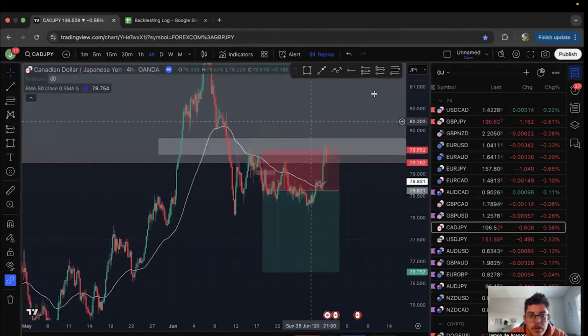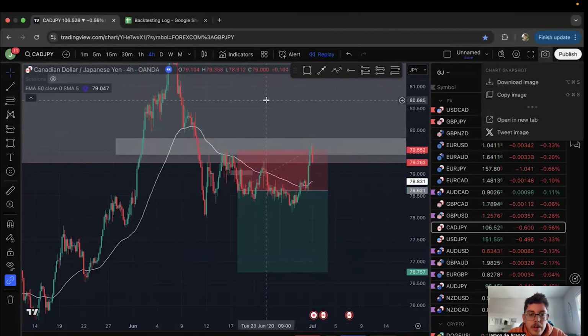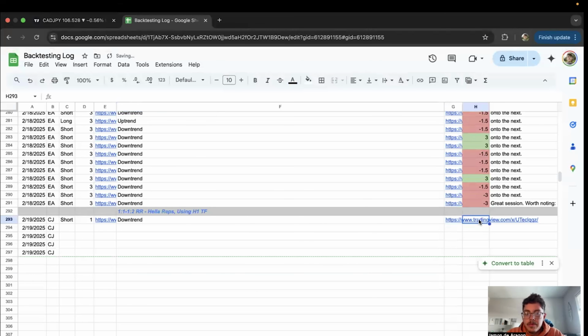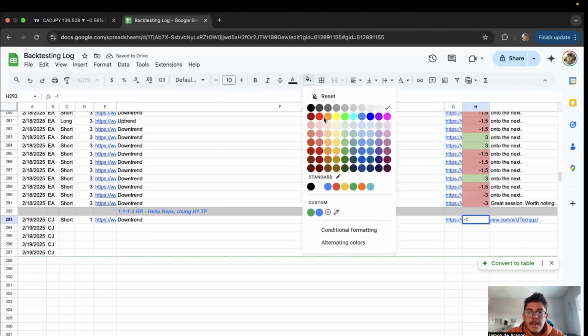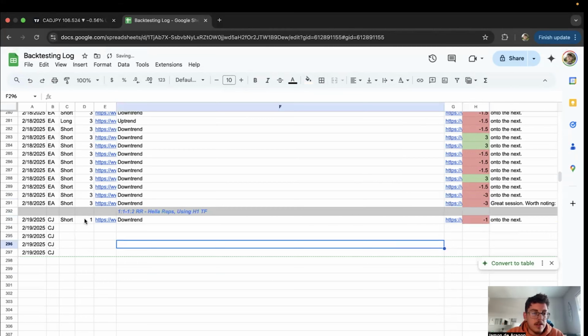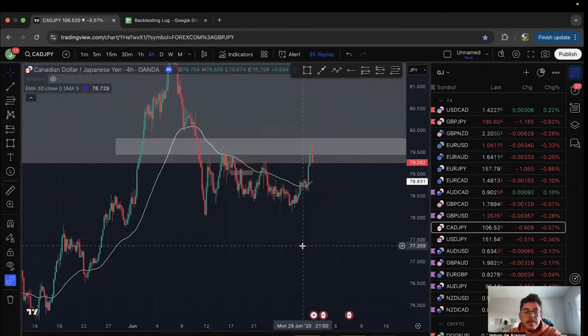And we lost. So we were wrong about price rejecting right there. So we're going to take our screenshot. Boom. -1. Make that red. On to the next.